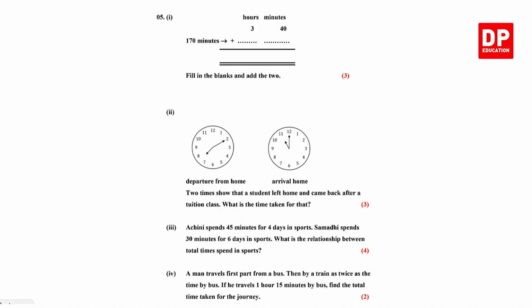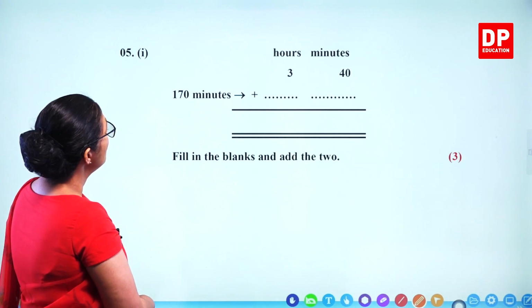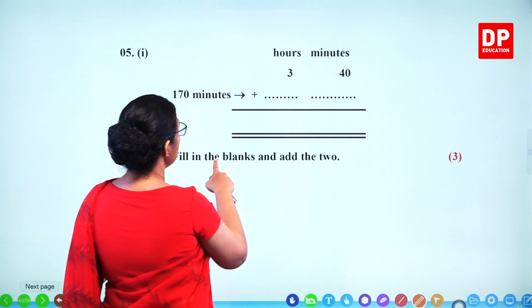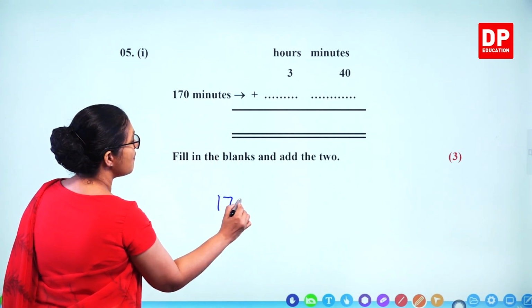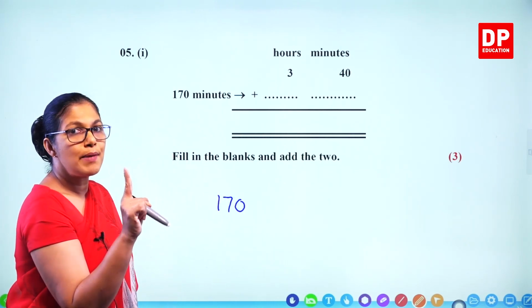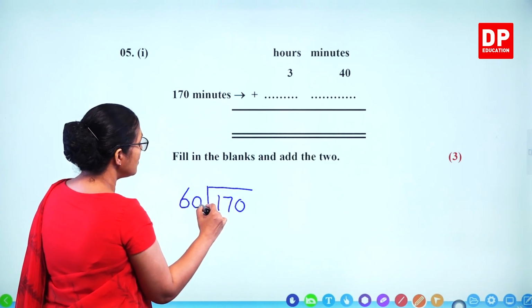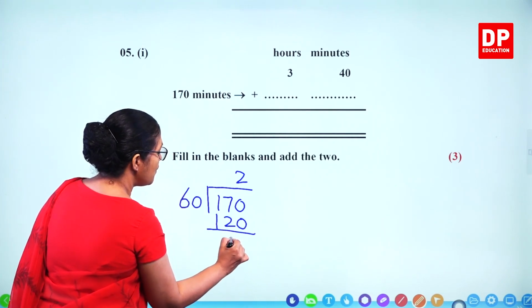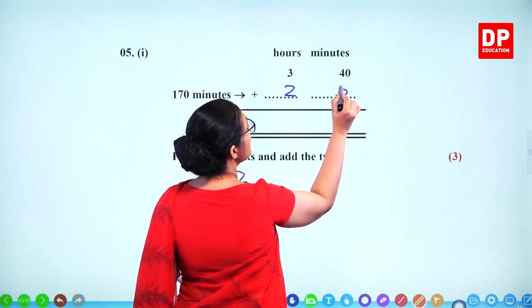Let's take the next one, 5th question. We have to convert 170 minutes to hours and minutes. Fill in the blanks and add the 2. How do you convert 170 minutes to hours? 60 minutes is 1 hour. Divide by 60. 60 times 2, 120, 50 remaining. So that means 2 hours and 50 minutes.